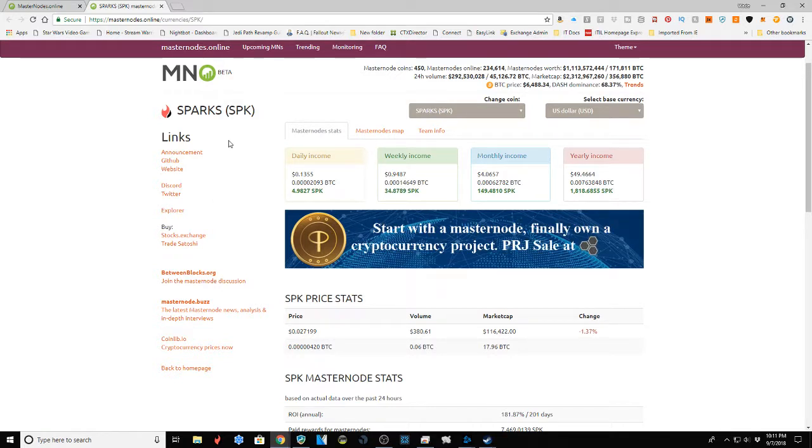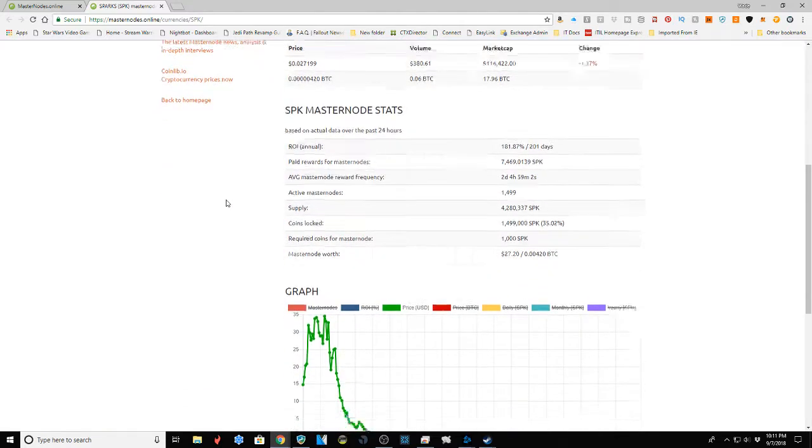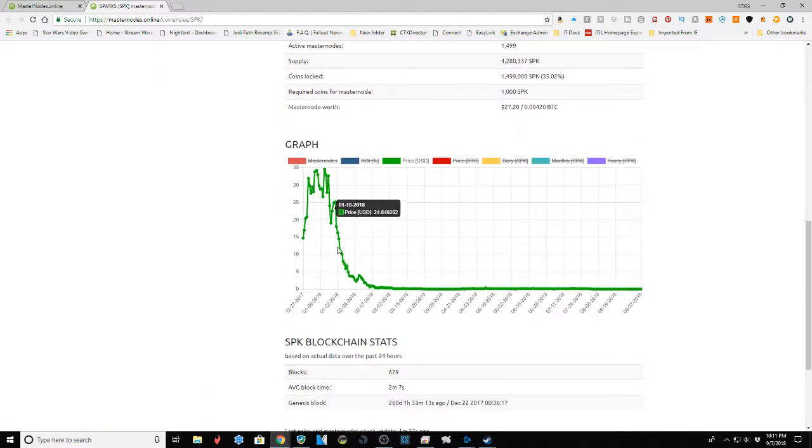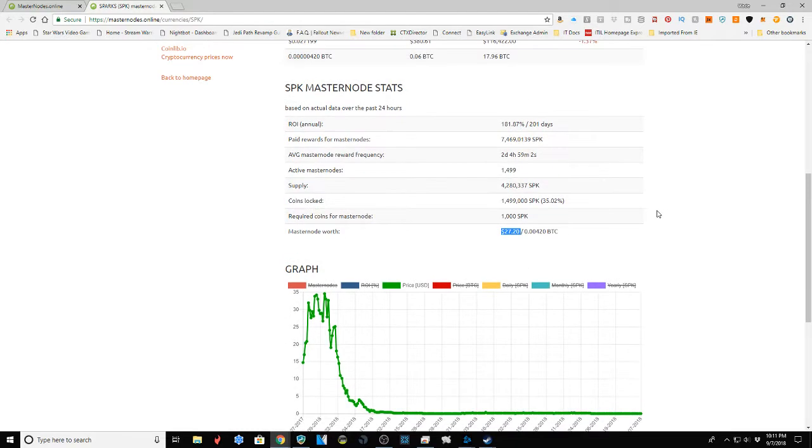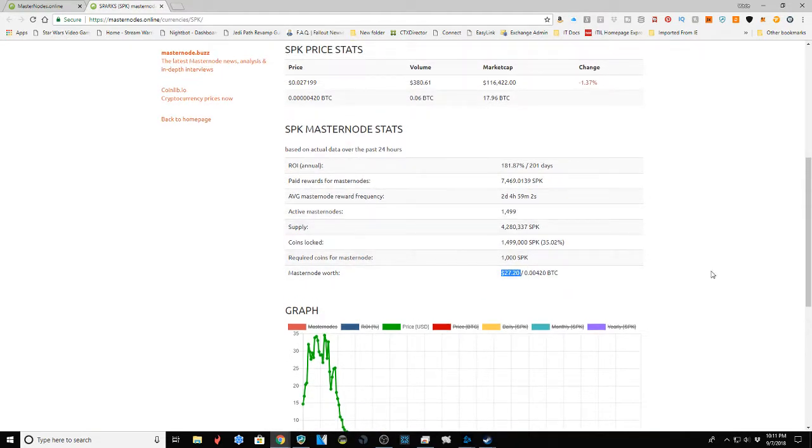So the first thing I do is I look at the graph. Now the graph for all these coins right now is going to be kind of in the toilet. Altcoins are not doing incredibly well, but one spark is about 3 cents US dollars. So that isn't horrible, but it isn't great. On the plus side, it does give you an opportunity to buy the entire masternode for about $28. So you can get into one of these for about $28.